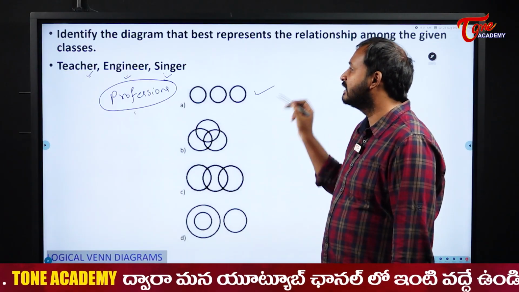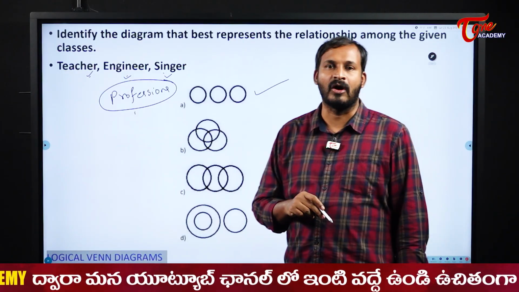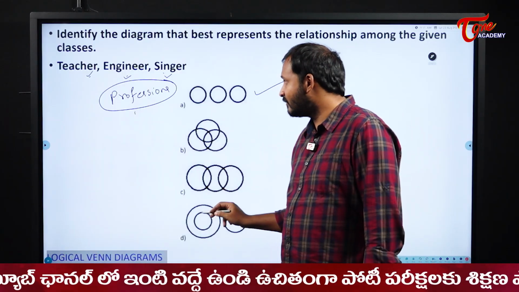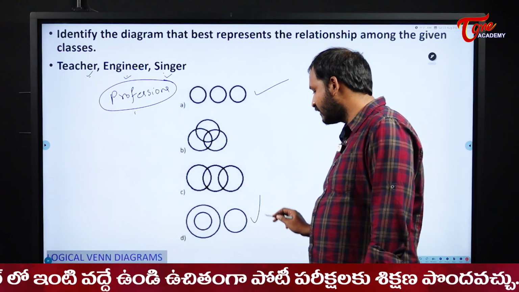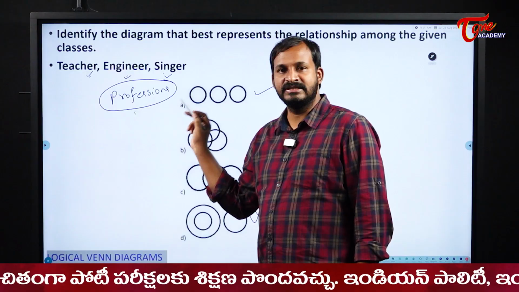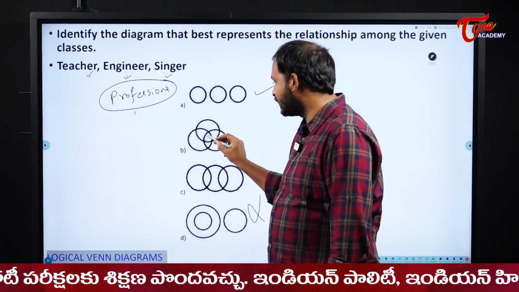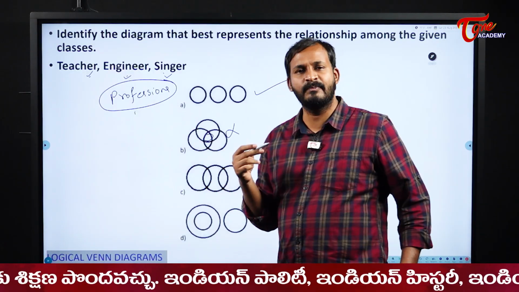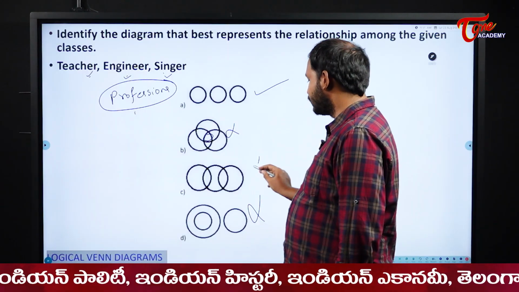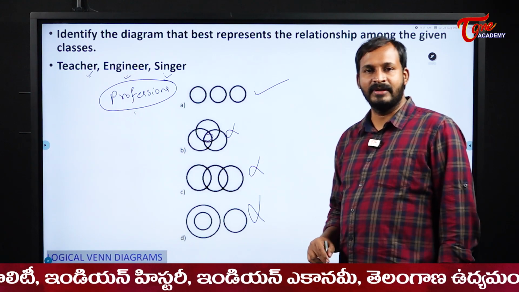So engineer, singer and teacher, we will mark our answer as option A. Why? Because there is no relation, one completely belonging to the other is completely wrong. You cannot say that teachers can be engineers, engineers can be teachers, all the three. No, that is also not right. Why? Because that is a profession. So this one is also wrong for us. So here our answer will become option A.